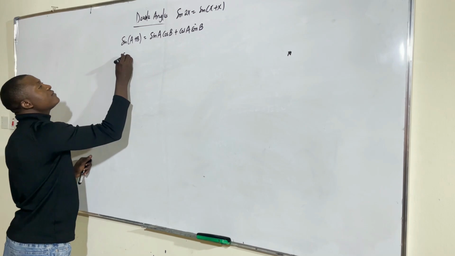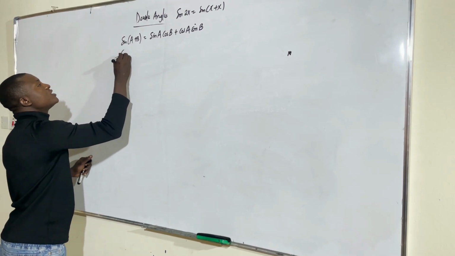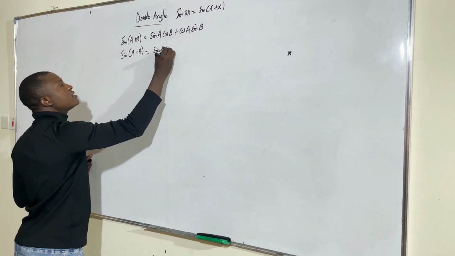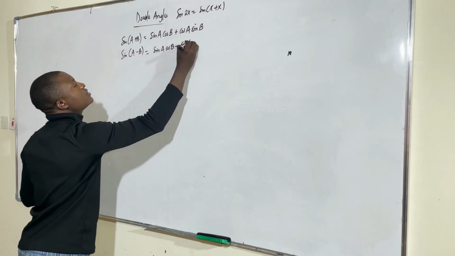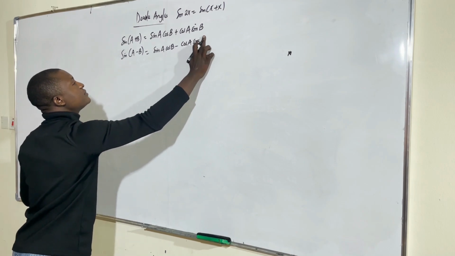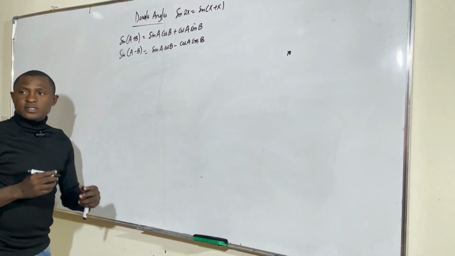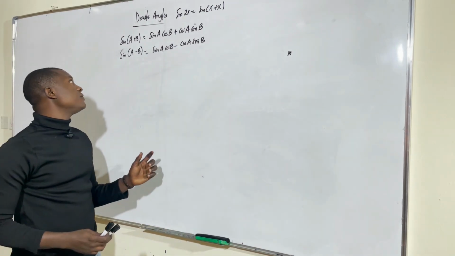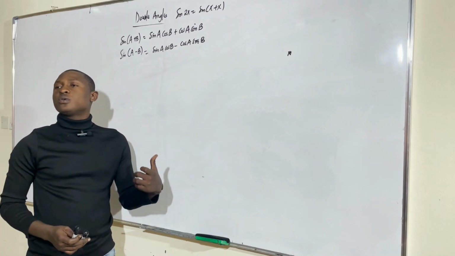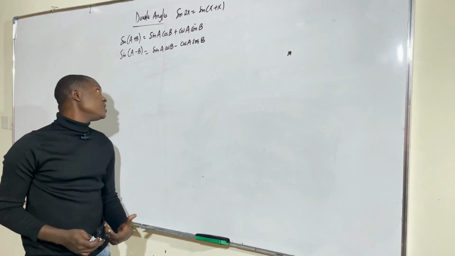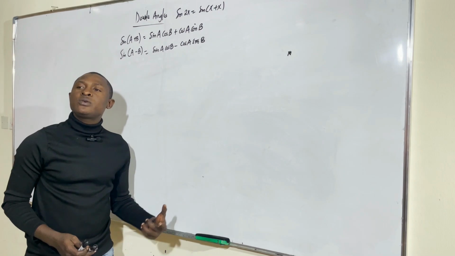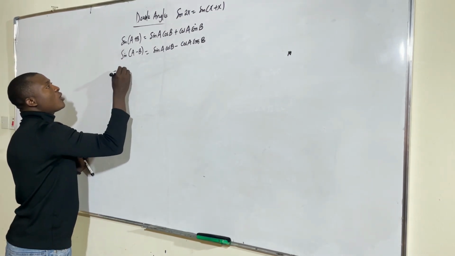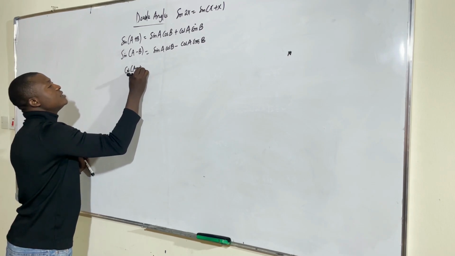So then, if I have sine A minus B as well, if I have minus now, you see the same approach, it's going to be sine A cos B minus cos A sine B. You see? So please, this is very important. You just have to master how to make use of them. If I have positive, it's going to be sine A cos B plus cos A sine B. The same thing applies when you have negative, it's still going to be sine A cos B minus cos A sine B.